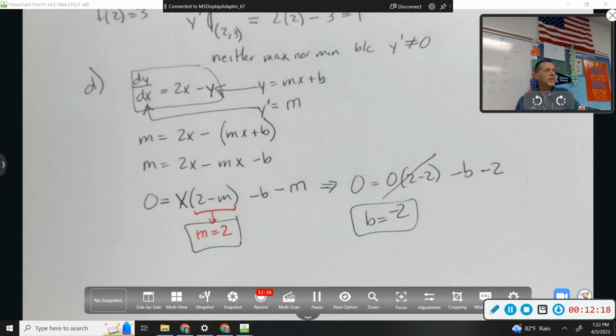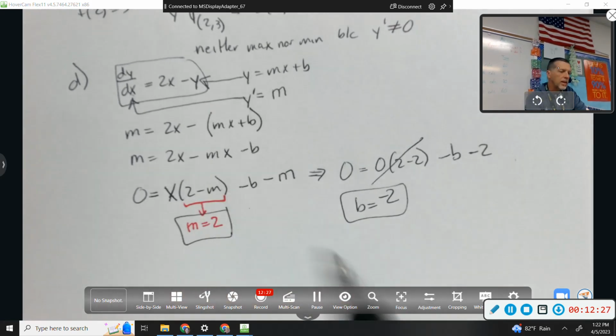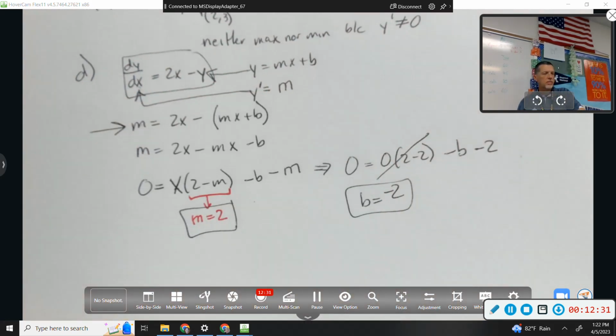That's why it's part D. Trying to screw us over. Maybe you could have got a point in there by finding y prime and getting to this spot. Maybe that would be worth a point. Heck if we know. I'd have to look and see.